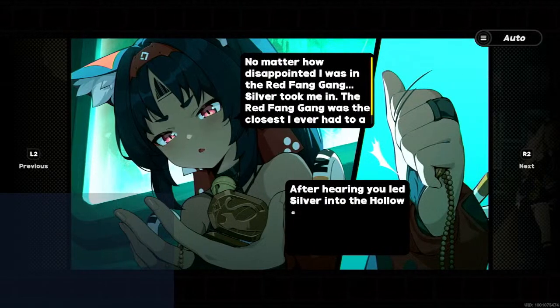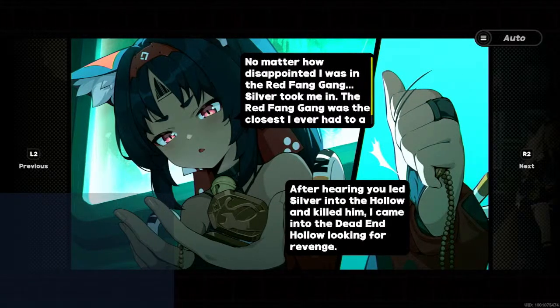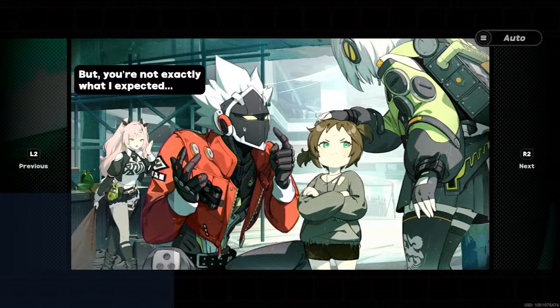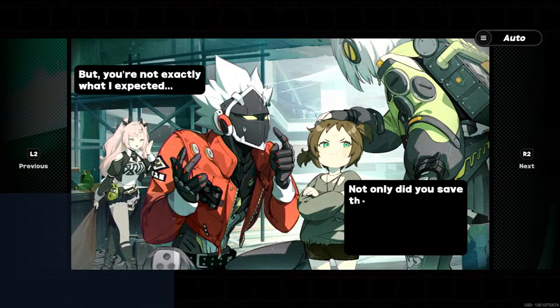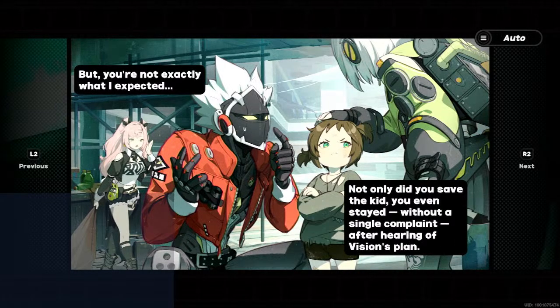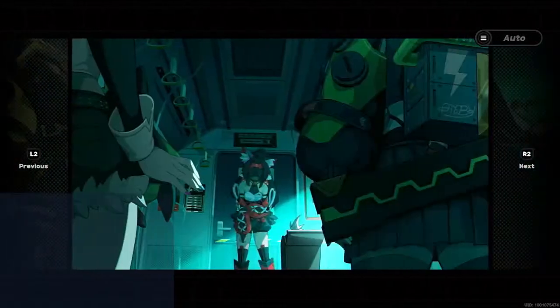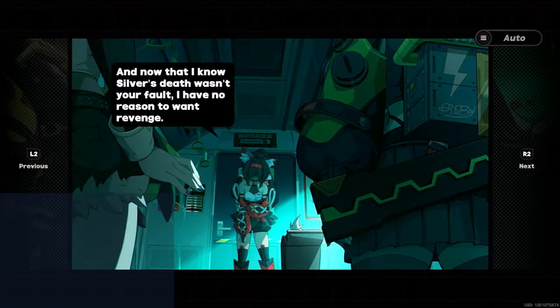After hearing you led Silver into the Hollow and killed him, I came into the dead-end Hollow looking for revenge. But you're not exactly what I expected. Not only did you save the kid, you even stayed, without a single complaint, after hearing a Vision's plan. And now that I know Silver's death wasn't your fault, I have no reason to want revenge!